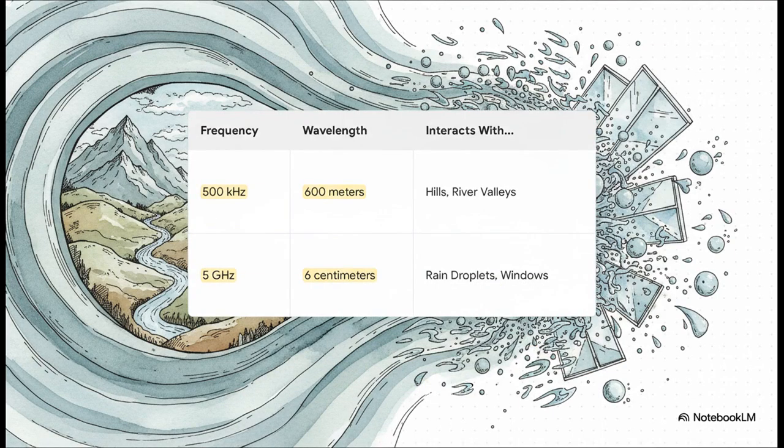And this is where it gets really practical. I mean, just look at the difference here. At 500 kilohertz, that wave is 600 meters long. It literally sees things like hills and valleys. But then you jump way up to 5 gigahertz, and the wavelength is just 6 centimeters. Now it's interacting with things like raindrops and window panes. It's the same kind of energy, but a simple change in frequency completely alters how that wave experiences the world.